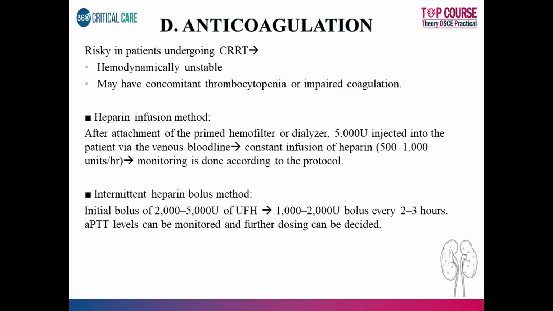You can even give intermittent boluses of heparin. How do you give this? An initial bolus of around 2,000 to 5,000 units of unfractionated heparin is given, followed by a bolus of around 1,000 to 2,000 units every 2 to 3 hours. Here also you have to monitor the APTT levels and then give the further doses of the heparin boluses.